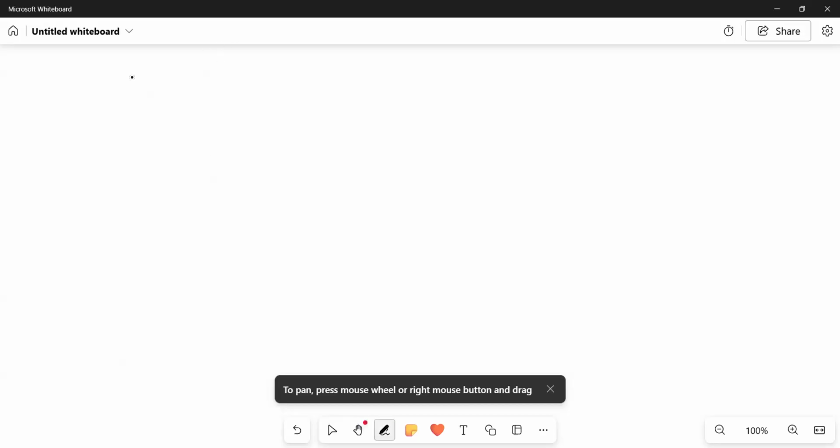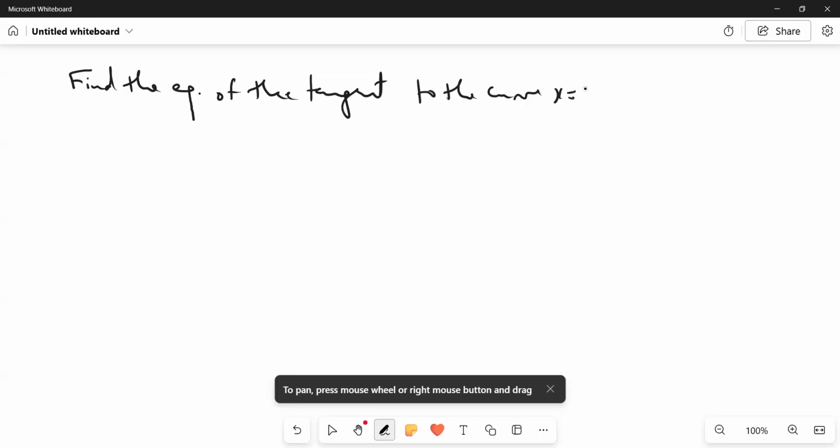Let's take this one. Find the equation of the tangent to the curve x equals 2 cos theta, y equals 3 sine theta. So you see the x and y being described in terms of theta here, where they want the equation of the tangent at a particular value of theta.